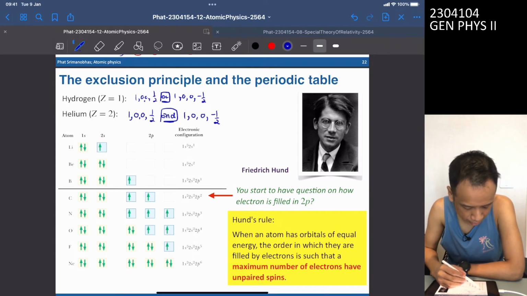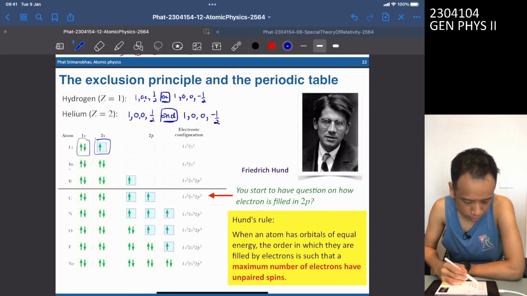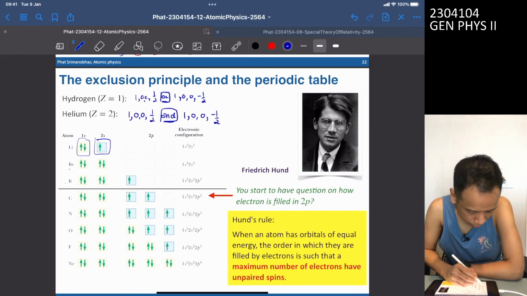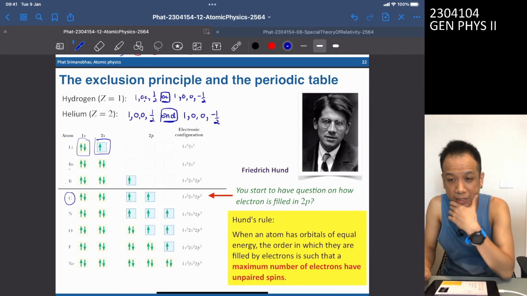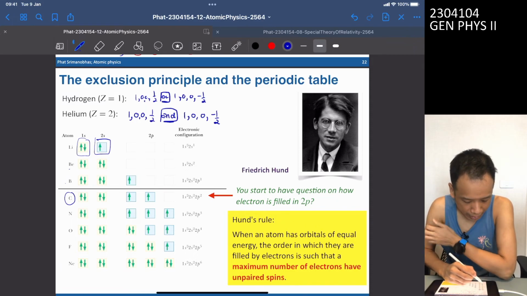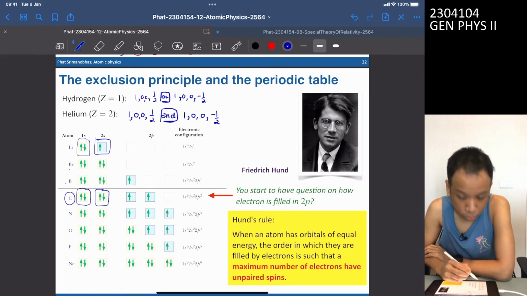Then you start from lithium. You place 2 electrons first in 1s, and another electron in 2s, so it needs to jump. Beryllium has 4 electrons. Boron has 5 electrons. The questions come when you consider carbon. Carbon has 6 protons, 6 electrons. So you place 2 of them in the 1s state, and then you place another 2 in the 2s.